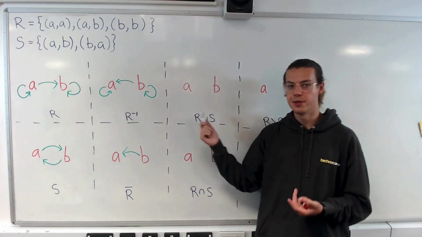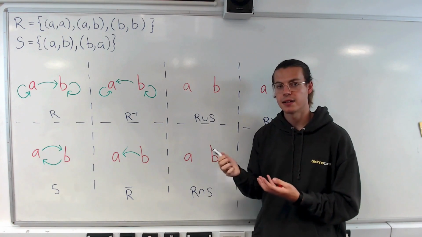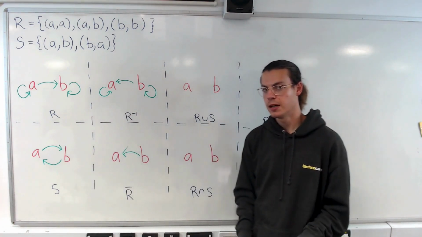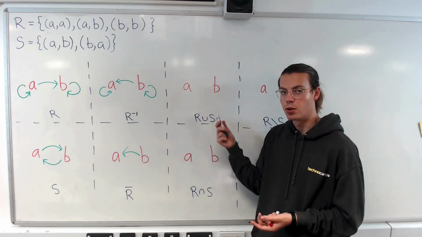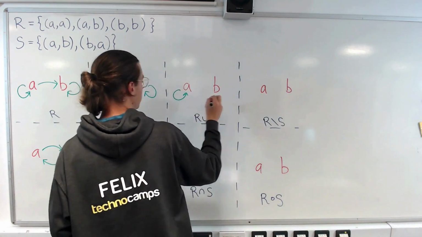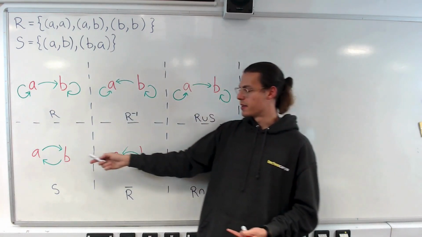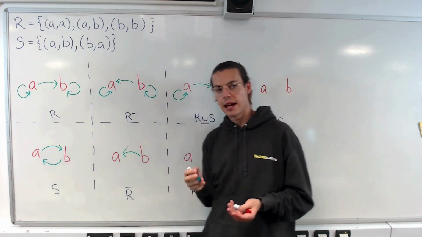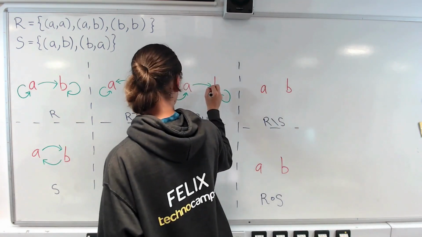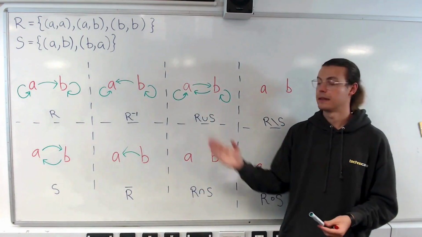Next, let's look at the union, R union S. This will have any pairs of elements that are related by either R or S. So we can start by drawing all the arrows that are in R, and then add any arrows that are missing that are in the relation S, in this case B to A. And that's the union.